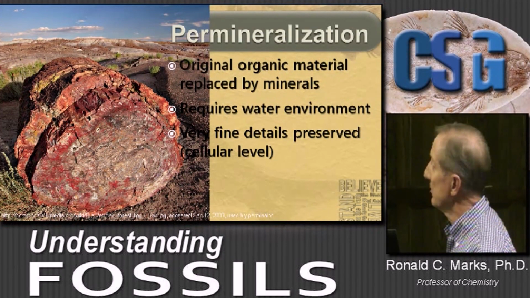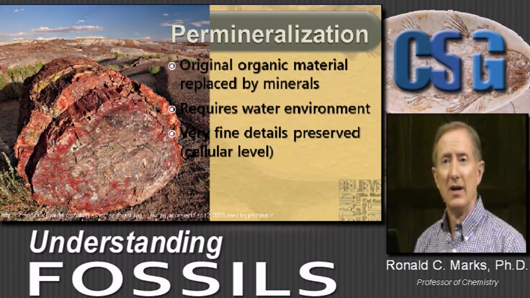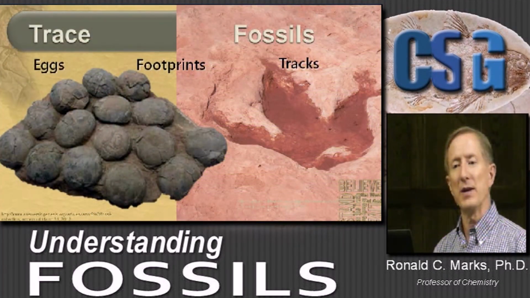So in these types of fossils, you can see the annual growth rings, or at least the growth rings of these plants. You can find fine details if there was a fire or other event in this plant's history. You can see those types of details. So that's permineralization.